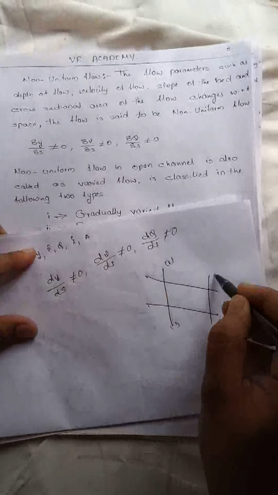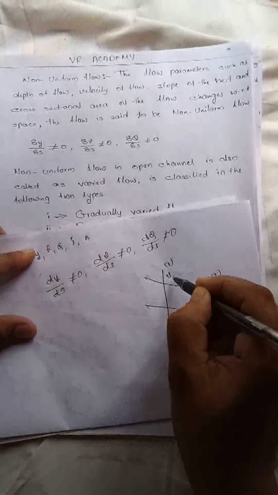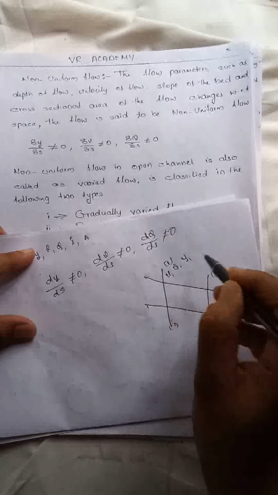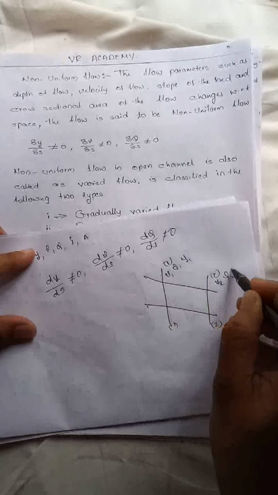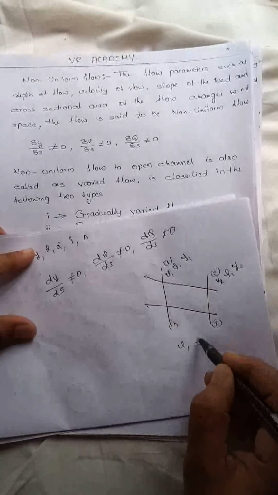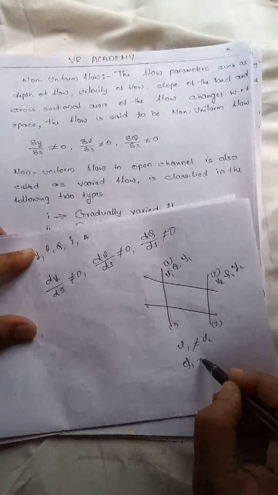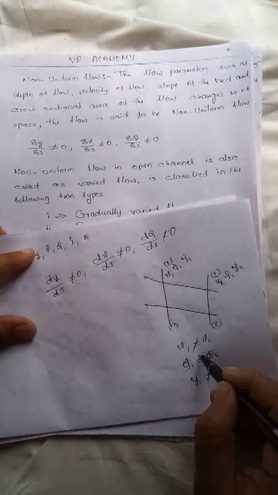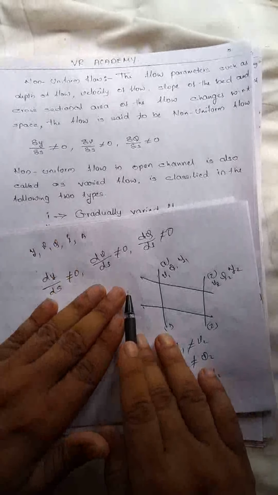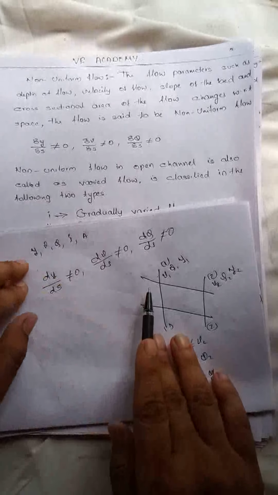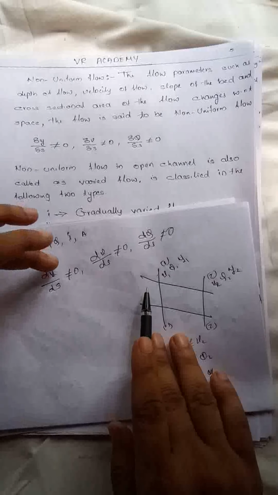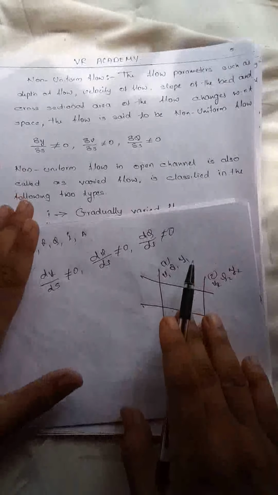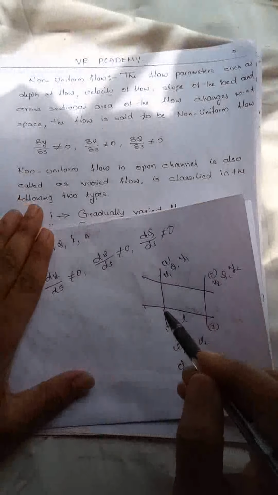Here we have v1, q1, y1 and v2, q2, y2. v1 is not equal to v2, q1 is not equal to q2 and y1 is not equal to y2. When the flow parameters such as velocity of flow, rate of flow and depth of flow change with respect to the space, or the length of the channel, it is called non-uniform flow.